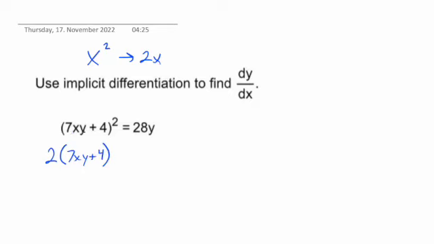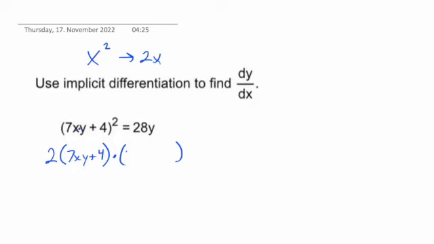Then you've got to do chain rule, so you've got to multiply by the derivative of what's inside the brackets. So let's do that. Derivative of what's inside the brackets, and we're doing implicit differentiation. So this is going to be product rule, because we've got x times y. We use product rule because y is a function of x, so you're multiplying two functions here.